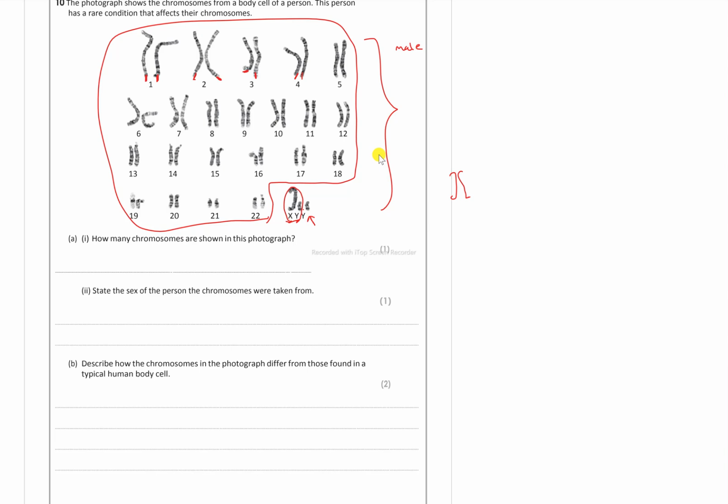How many chromosomes are shown in this karyotype? So we really should have 23 pairs, and that'll become 23 times 2, 46. But if you look carefully, this here is extra. So we have 47 here. We don't have these, that's in a standard pair. State the sex of the person. We know it's an XY, so it will be a male.